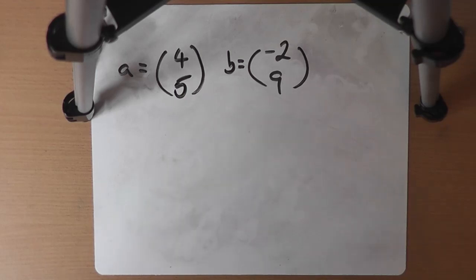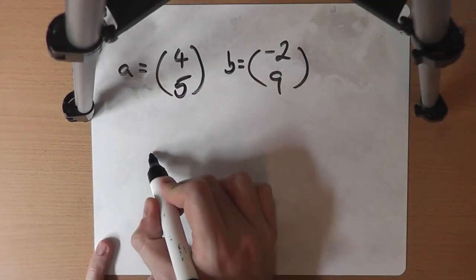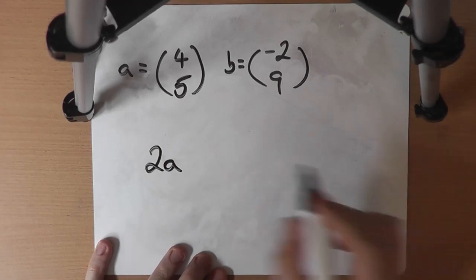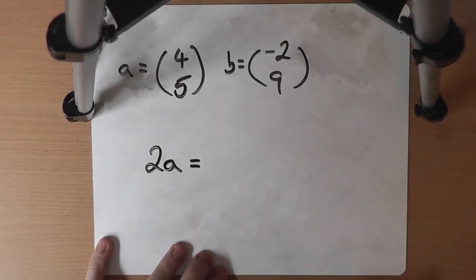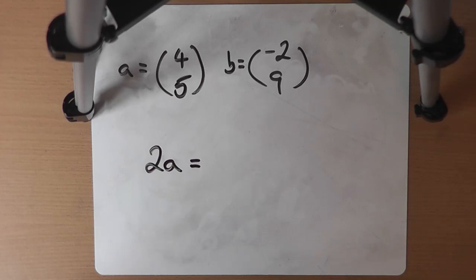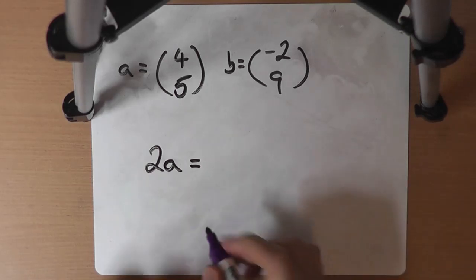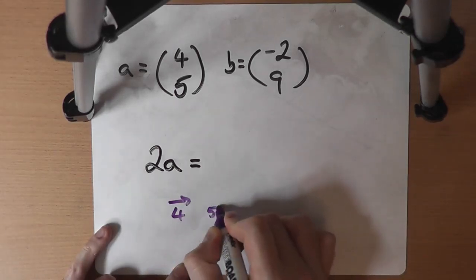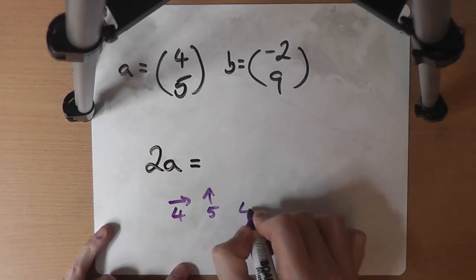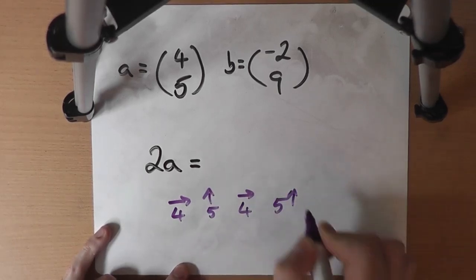But now that we've defined those 2 particular directions, we could always think about those directions happening more than once. We could think, for example, about having 2 lots of direction A. Well, this 2A, if A is 4 to the right and then 5 up, 2A would just be do that direction twice. So we'd go 4 to the right and then 5 up, and then 4 to the right and then 5 up. Let's just draw that out just to make this clear. That's 4 right and then 5 up, and then 4 right and then 5 up.